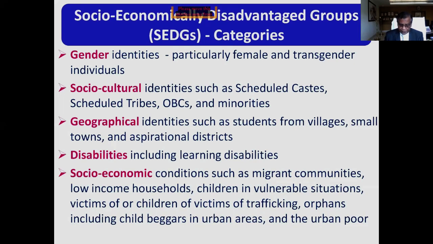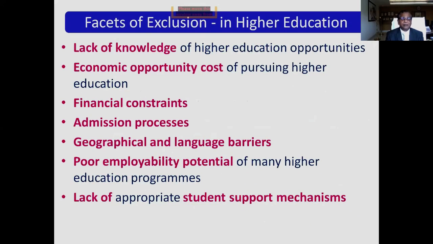So now you have to find out the ways and means how we are going to implement it. Now, if you just look into the facets of exclusion in higher education, lack of knowledge of higher education opportunities, which is prevalent in most places, then economic opportunity cost of pursuing higher education, what we are going to do to improve the economy or give the benefit to the students in terms of reducing the fee structure and all for looking into higher education, then financial constraints, admission process, geographical language barriers, poor employability potential of many higher education programs, lack of appropriate student support mechanism.